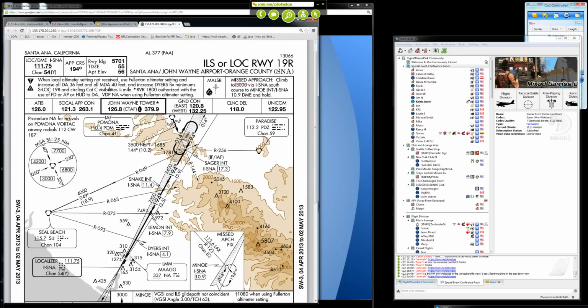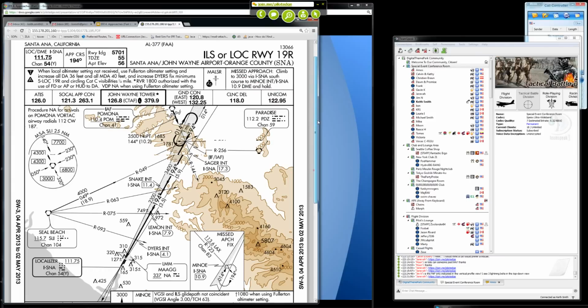So missed approach is to climb to 3,000 feet via the localizer south course to Minnow, which is also John Wayne 10.9 DME, or the localizer 10.9 DME, and to hold. So we'll be climbing, we'll be flying on the localizer, and we'll be holding.